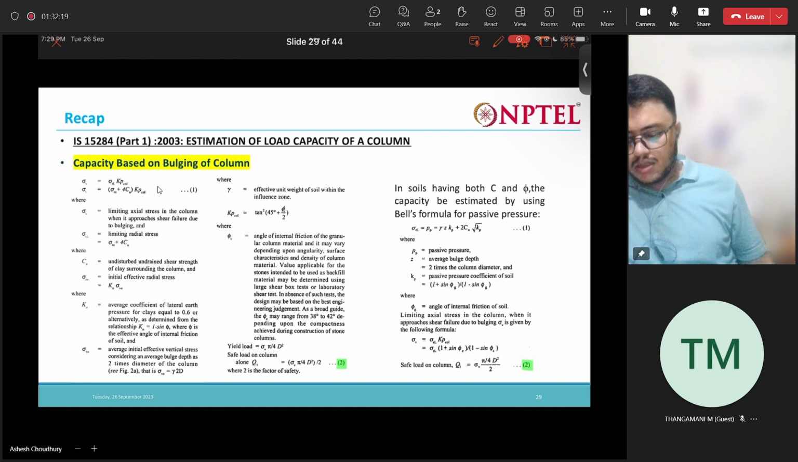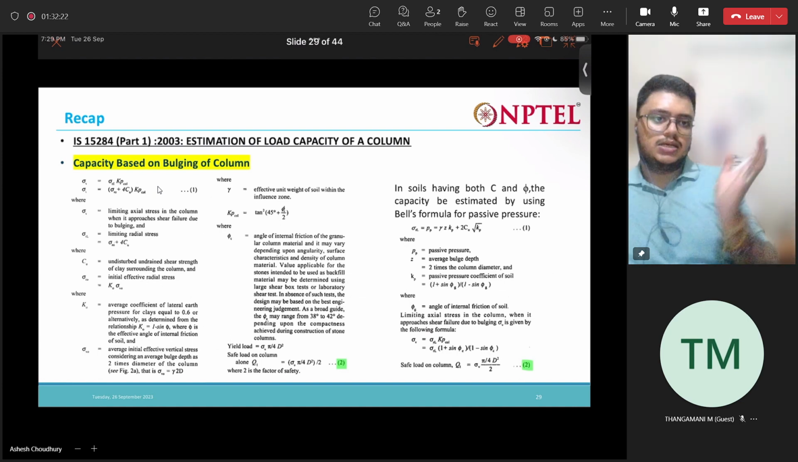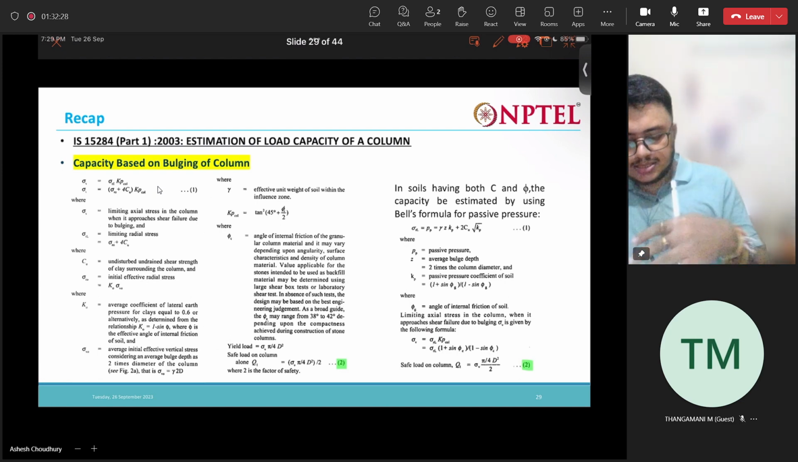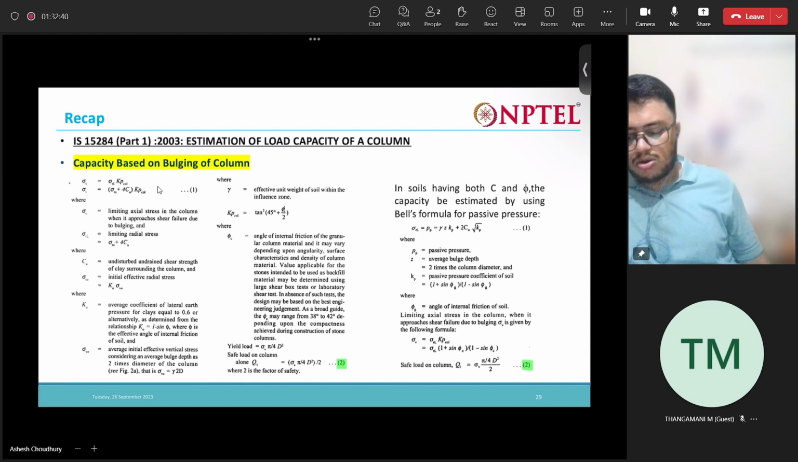So this stone will be pushing into the soil, and that is how this passive resistance develops. You can see here the vertical limiting axial stress in the column when it approaches shear failure due to bulging is given by sigma v. Sigma v is nothing but sigma RL times Kp of the column. Kp of the column means the passive earth pressure coefficient of the column, and sigma RL is the limiting radial stress.